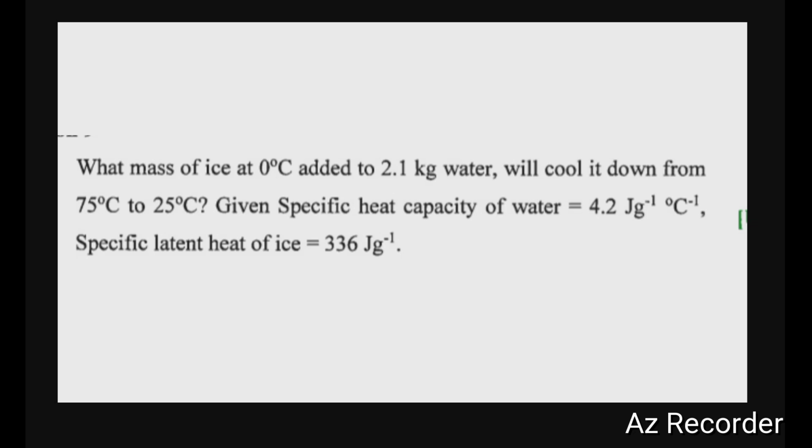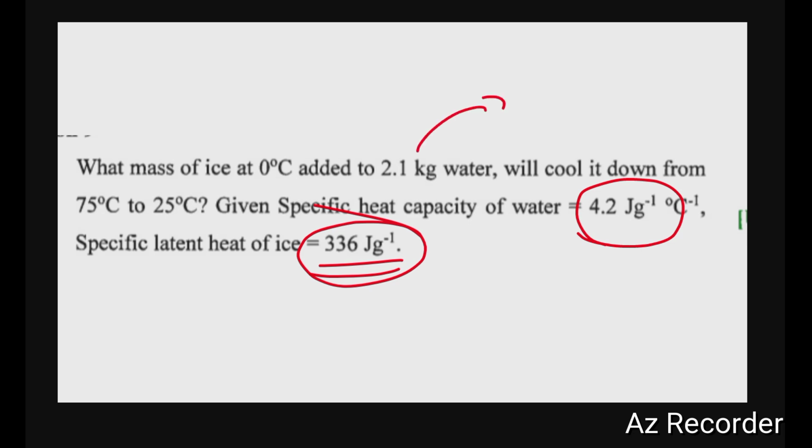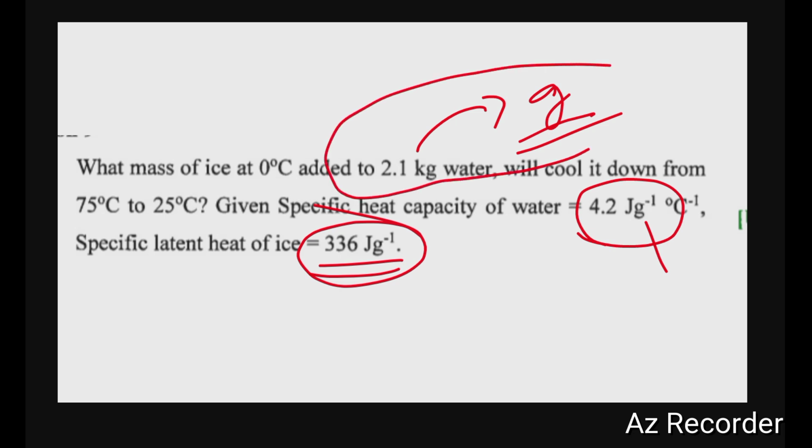Why do we convert it into gram? Because it's given 336 joule per gram and it is also mentioned 4.2 joule per gram, so it is better to convert the mass into gram. Instead of converting this into joule per kilogram, it's better for us to convert kilogram into gram, because all we need to do is just multiply with 1000, but here we need to divide it by 1000. It becomes a bit difficult. If you want, you can do it that way too. I prefer to do this in this method, so let me convert this kilogram into gram and then proceed solving it.